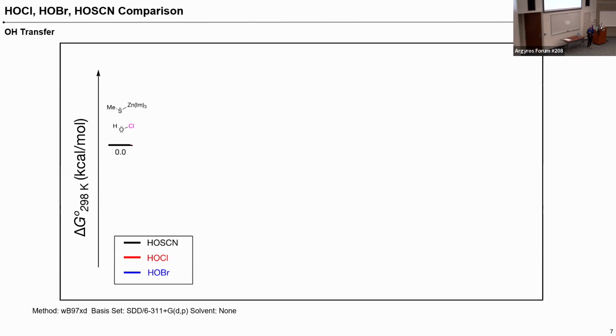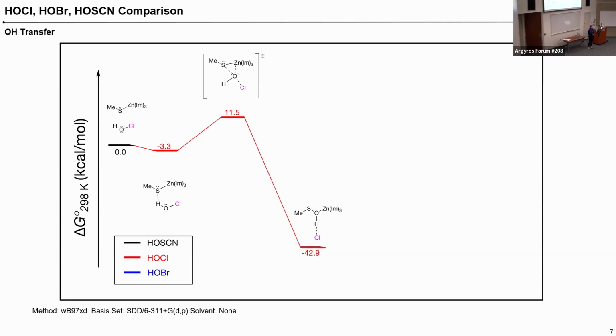So for the HOCl system, we start with the two reactants at 0.0 kilocalories per mole. We then have an association between those two reactants at negative 3.3 kilocalories per mole, a transition state at 11.5 kilocalories per mole, the formation of the sulfenic acid at negative 42.9 kilocalories per mole, and the release of that sulfenic acid at negative 47.4 kilocalories per mole.